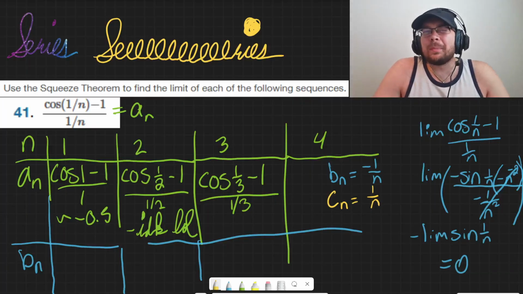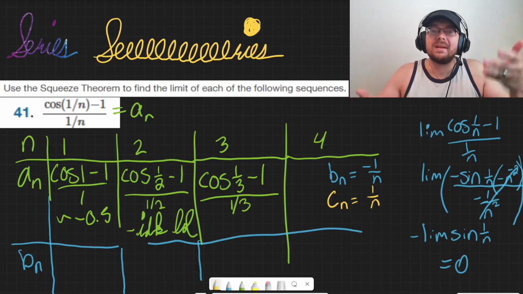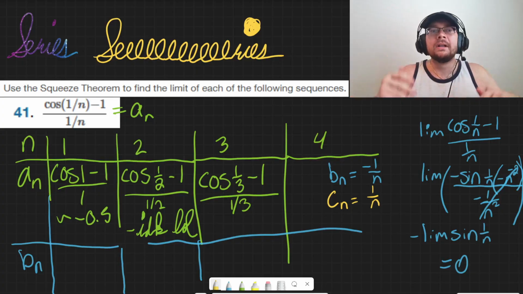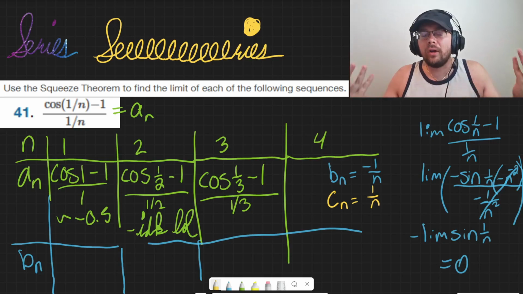However, your professor needs you to answer the question at that point. And that's basically it. And then you would just say, hey, because b sub n and c sub n go to 0, and because the b sub n and c sub n are below and above, therefore a sub n's limit would go to 0 also. And then you would stop there.